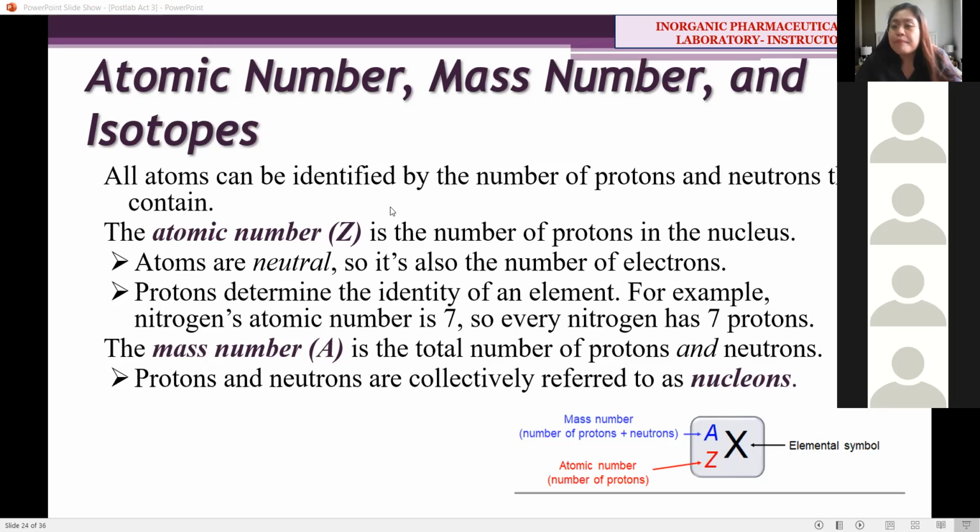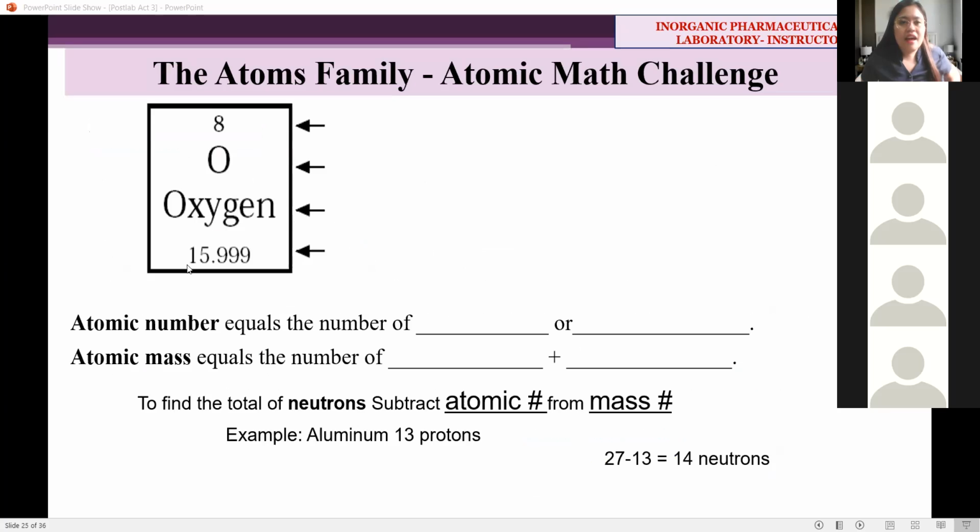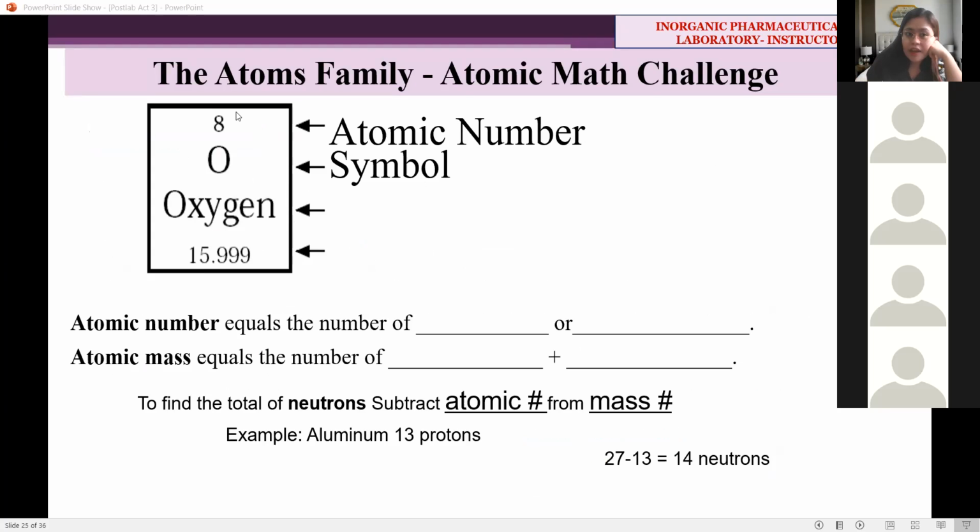For the mass number, it is protons plus neutrons. By the way, the collective term for protons and neutrons is nucleons. We call them nucleons because they are found inside the nucleus, both the protons and the neutrons. Okay, so let's identify the parts of this atom's notation. 8 there is the atomic number, of course. O is the symbol, and the name of the element is oxygen. And lastly, the larger number there is called the atomic mass.